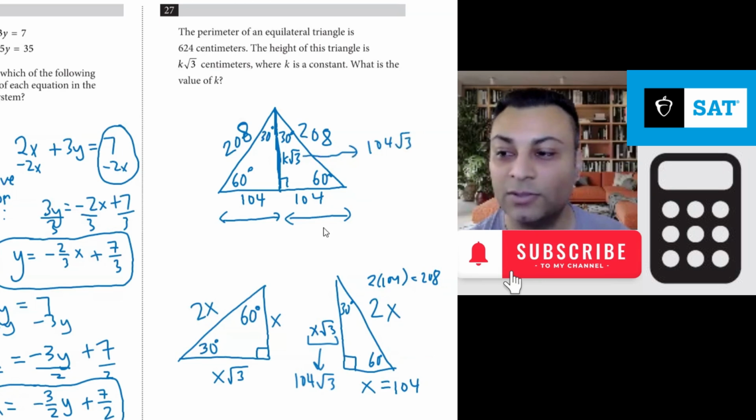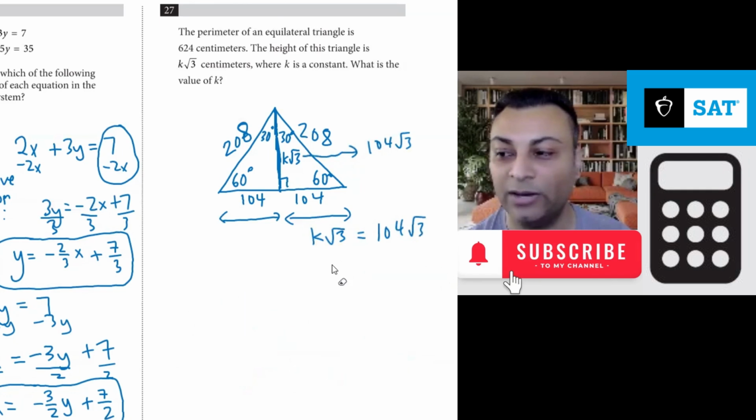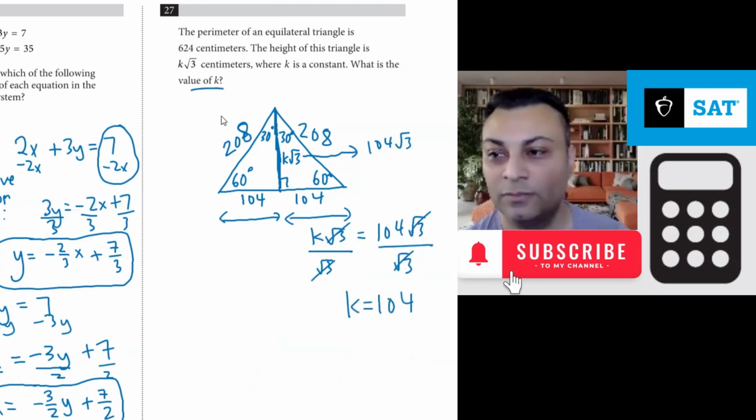So now we have this equation: k root 3 equals 104 root 3. You can solve it by observation. You say, well, k root 3 equals 104 root 3, so I'm just going to compare and say k is 104. Or you can actually solve the equation. You just divide by root 3 on both sides, and these will cancel, and you get k is 104. What's the value of k? The final answer is 104.